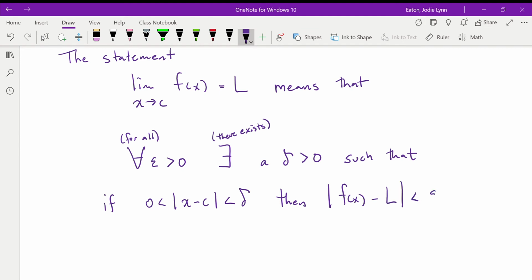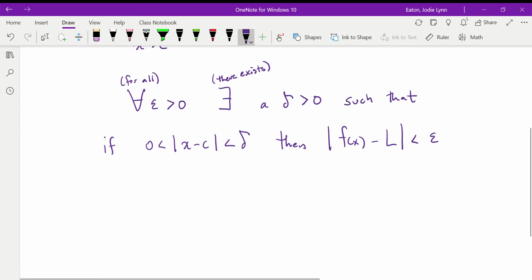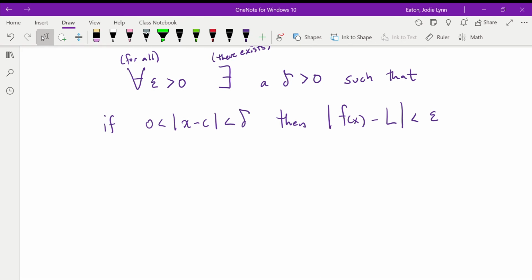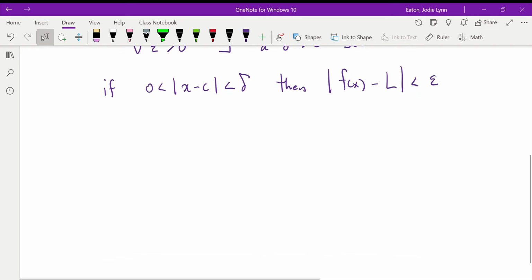is less than epsilon. So for any epsilon we pick, there's some delta, so that as long as we're within delta of C, our y values have to be within epsilon of L. And that's true for all epsilon. Wow, what a statement. You can probably tell why we didn't start with that in Calculus 12. So let's unpack it graphically, because that can be a little easier to understand what it's saying.